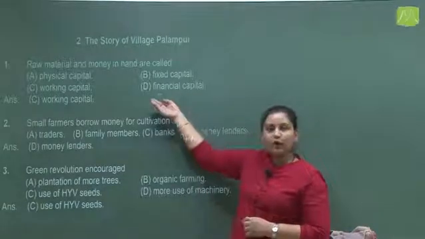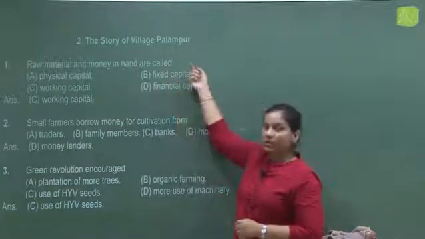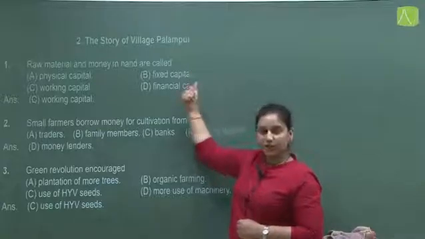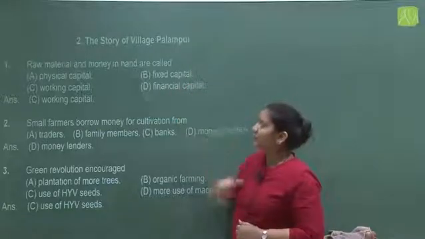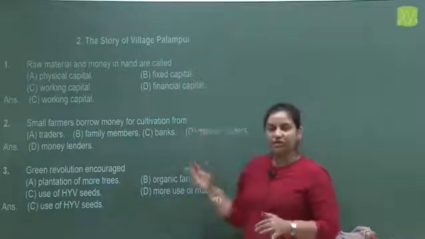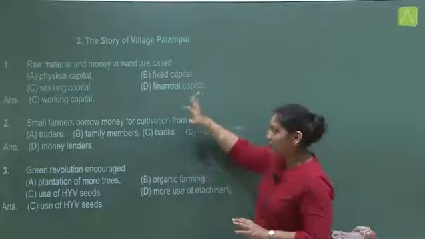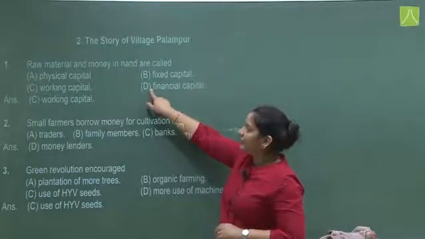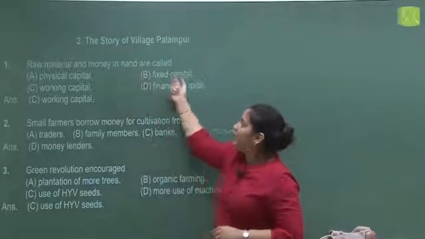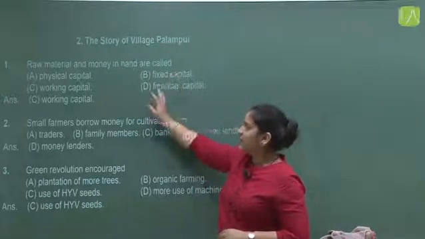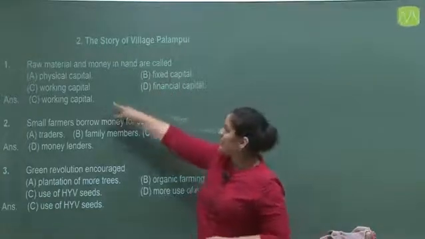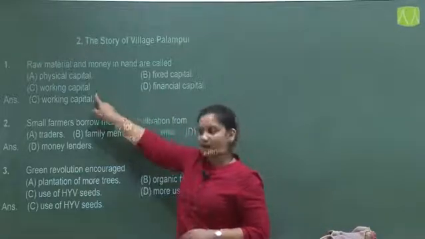Now we move on to chapter number 2, that is the story of village Palimpur. This was the first chapter that we had read in economics. We will here relate to all the factors of production concepts that we had done. The first question deals with raw material and money in hand being called as. This is a very obvious question. The answer of this question amongst the given is working capital.